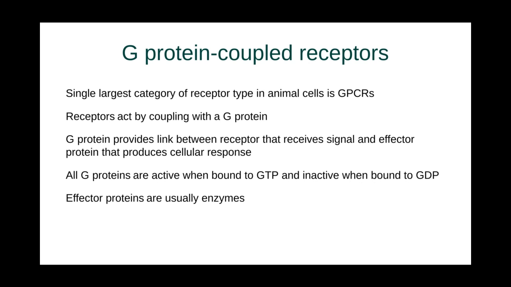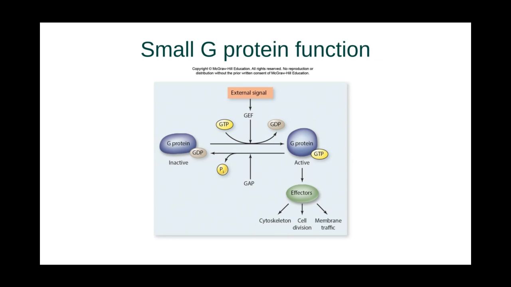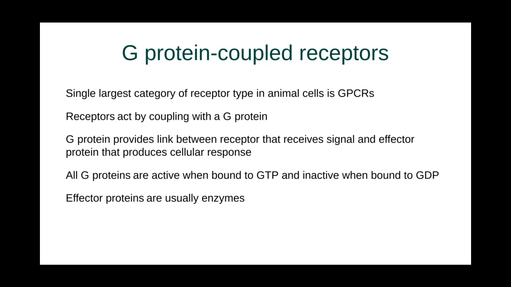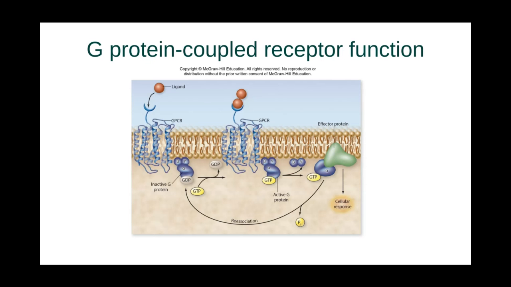Now, G protein coupled receptors act by coupling with a G protein. So, in this previous slide, you saw a G protein, and RAS is just a type of G protein. But G proteins provide a link between the receptor that receives the signal and the effector protein that produces the cellular response. All G proteins are active when GTP is bound and inactive when bound to GDP. And the effector proteins upon which G proteins act are typically enzymes. So let's look at a G protein coupled receptor function.